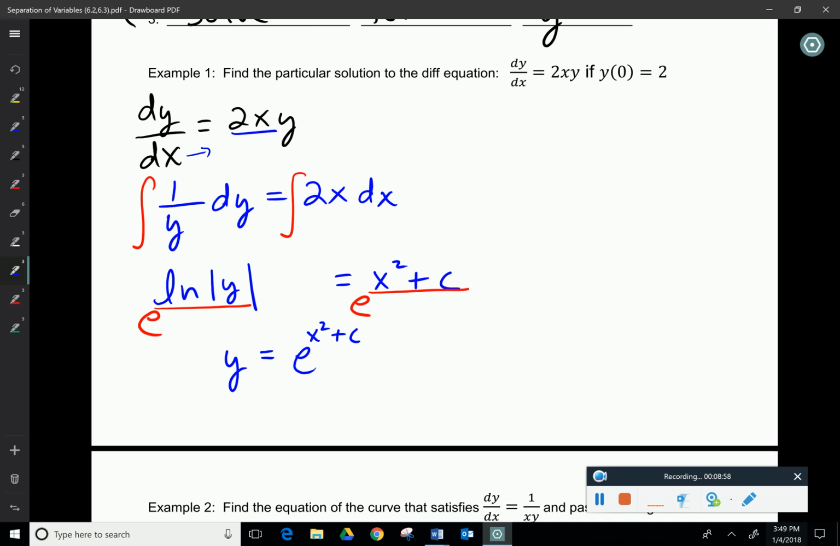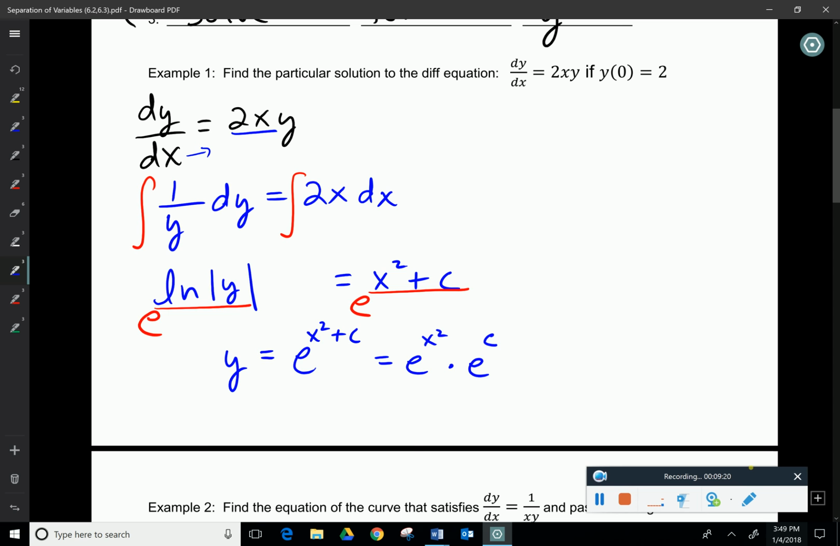Think about this. How do you get addition in an exponent? Well, isn't that the same as saying you have e to the x squared being multiplied by e to the c? Because if you multiply the same base, isn't that when you add your exponents? Okay, you might say, well, why do you want to do that? Well, because look at this.